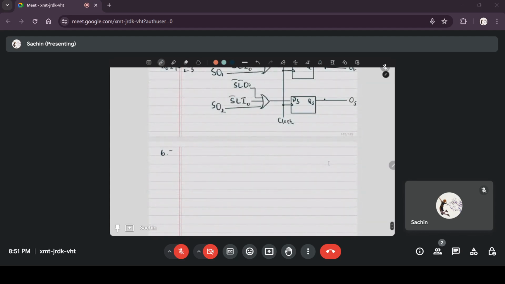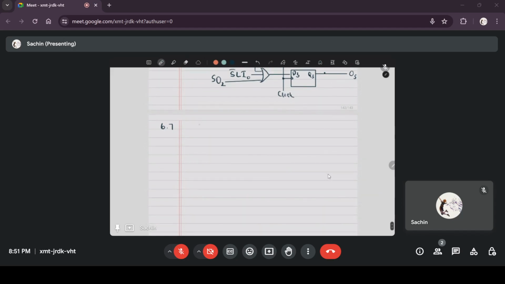Problem 6.7. Draw the logic diagram of a 4-bit shift register with 4 D flip-flops and 4 4:1 multiplexers with mode selection inputs S1 and S0. The register operates according to the following function table. I'll draw the function table. S1 S0 is 0 0, 0 1, 1 0, 1 1. Those are the controls. The register operation is as follows.